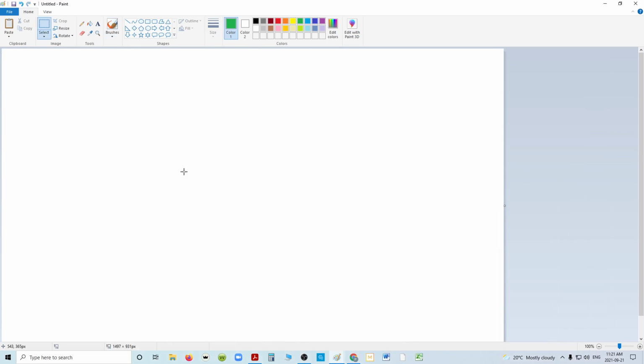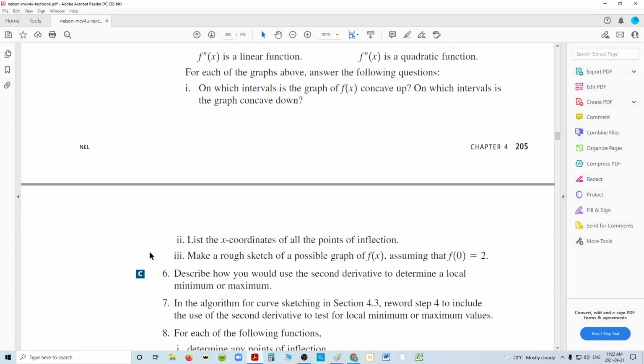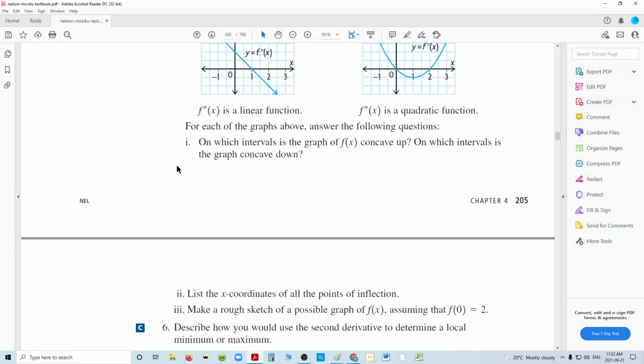Moving on. I'm sorry if I kind of ramble, but it helps to understand what they're measuring. So number 5 has a few parts here.